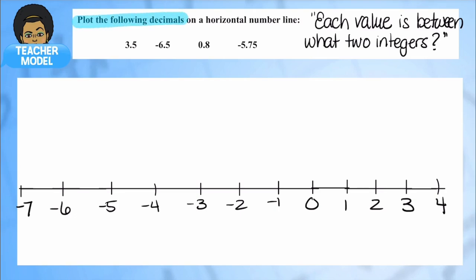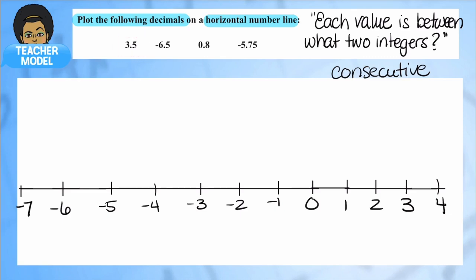Model, we're going to plot decimals on a horizontal number line, and that means these numbers are going to be between two integers. And that's the first question we're going to ask: what two integers is it between? And I will also use the word consecutive. And that just means two back-to-back numbers. And just listen how I think through this first one with graphing 3 and 5/10.